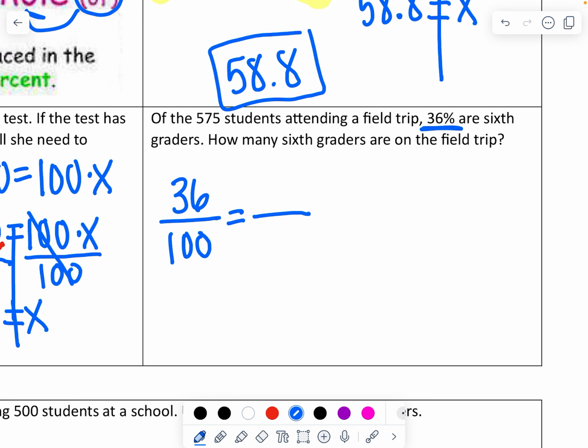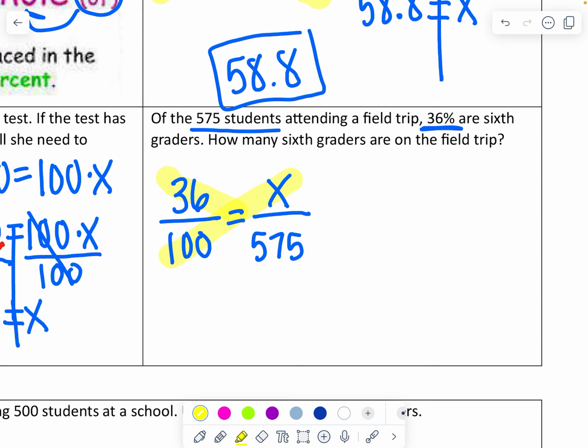Is it the part or the whole? It says there's 575 students attending the field trip, and 36% are sixth graders. And we want to know how many sixth graders are on the field trip. So does that 575 students represent 36% or does it represent 100% of students? Hopefully you can read that and figure out that it represents 100% of students, and we want to find out how many sixth graders there are, which is 36%, which is why that's up there. We're missing the part. So my X would go where the part goes.